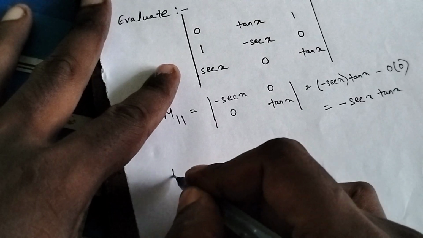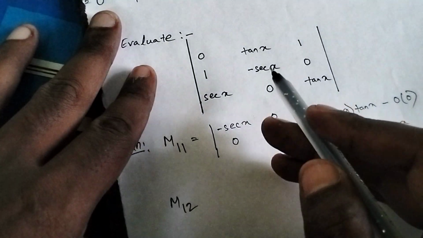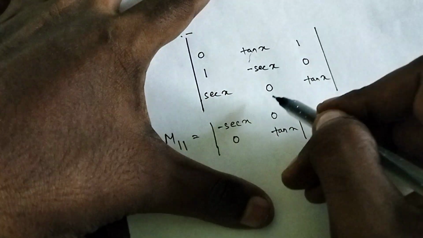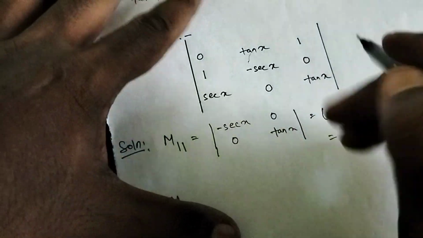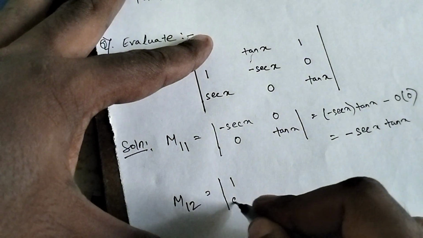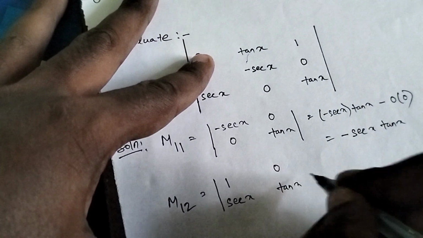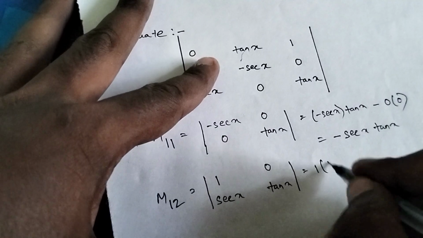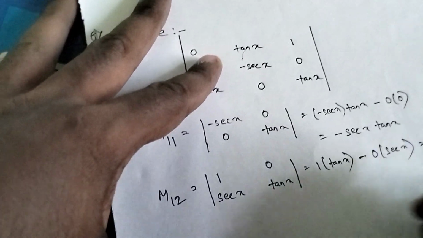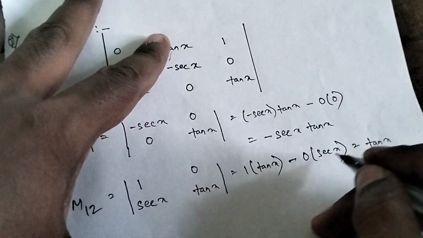Now we will find the minors of row 1 column 2. So what will be the minors of this? We can't take any element of this row and this column, so 1, sec x, 0, tan x is remaining. So it will be 1 into tan x minus 0 into sec x, so it will be tan x only, as the other term will become 0.